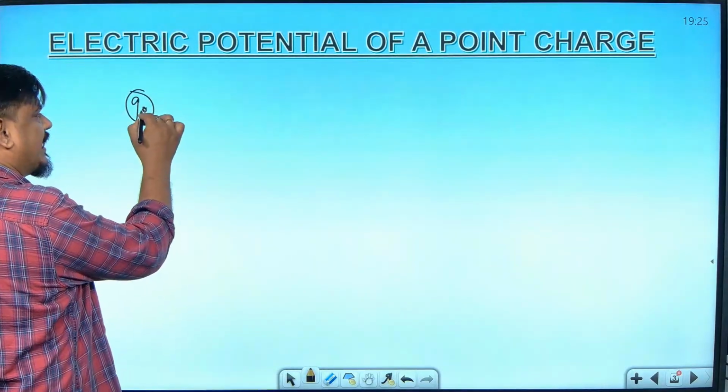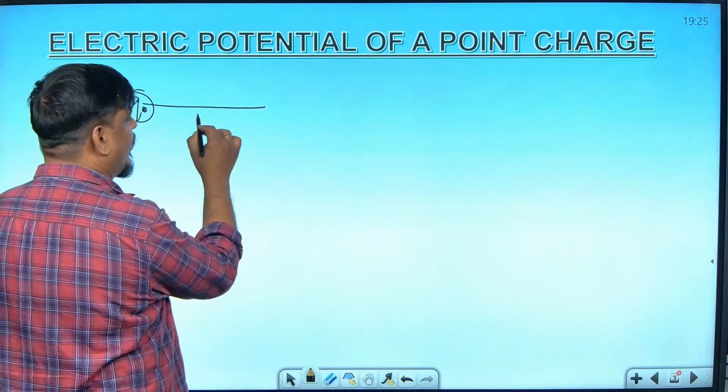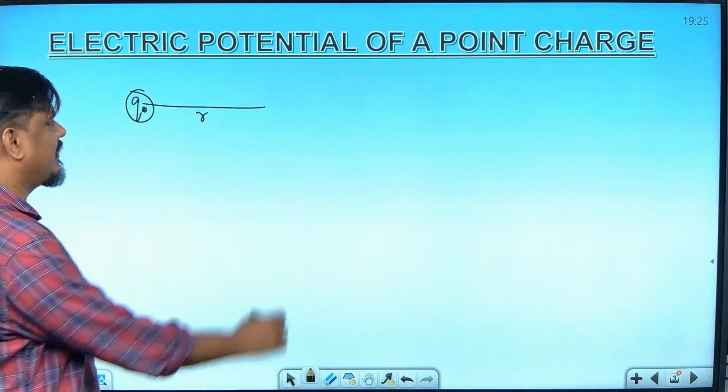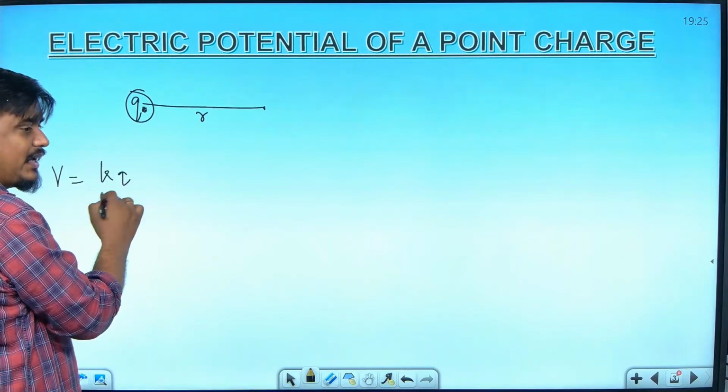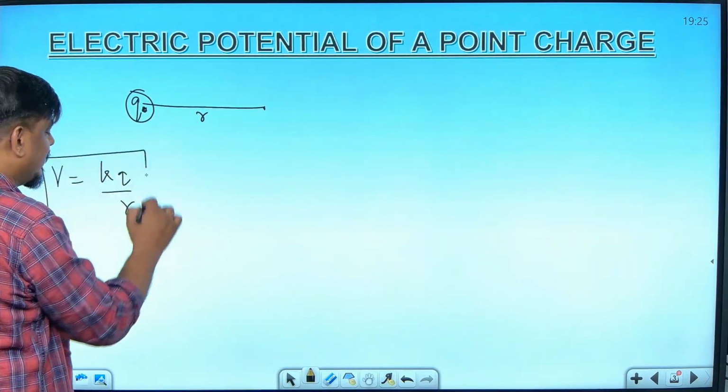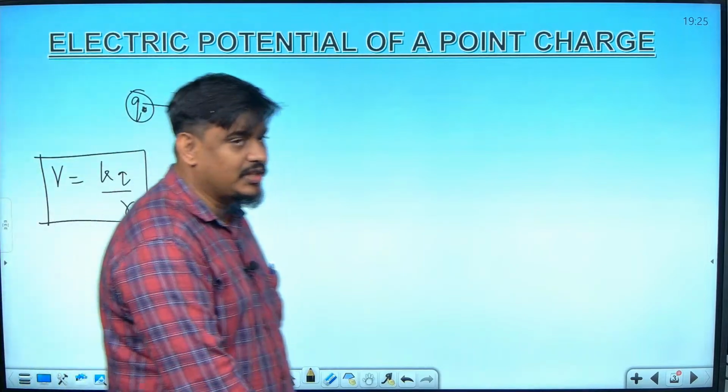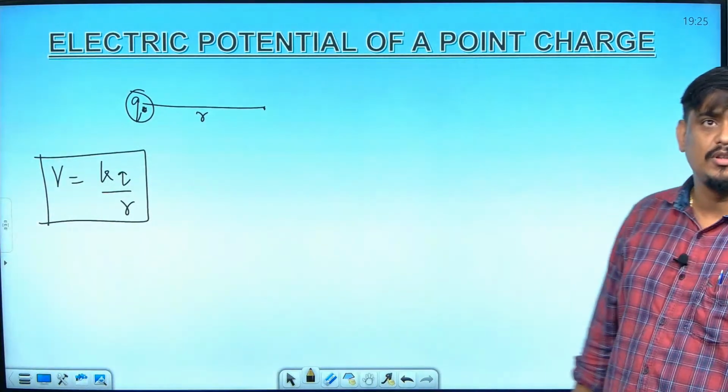So what you should do, you should take a charge q, and they are asking you to find, at r distance away from it, what is the value of potential. You know the answer already. What is the answer? V is equal to kq by r. Good. kq by r is the electric potential due to a point charge. But if the derivation comes, how has the derivation to be done?